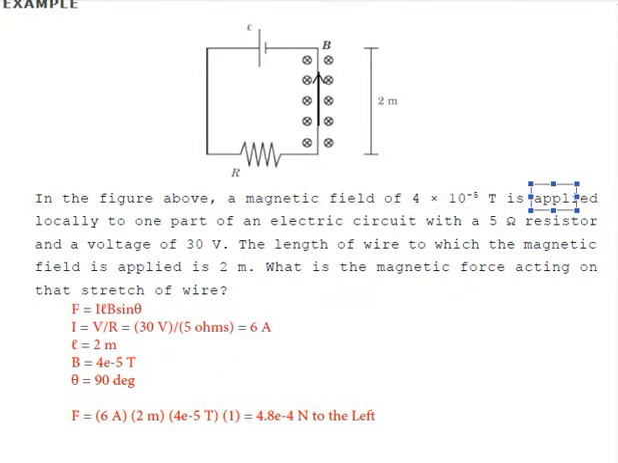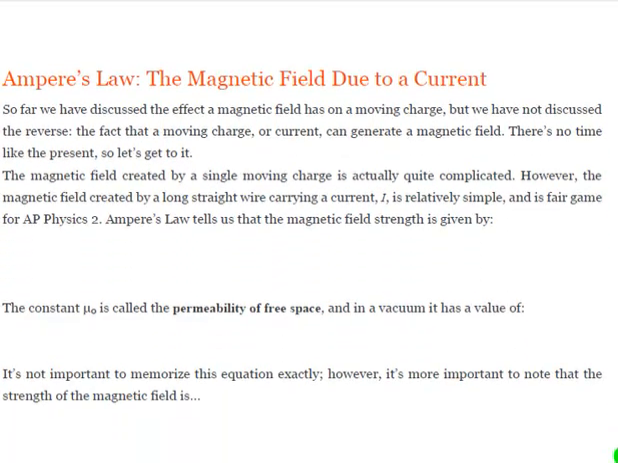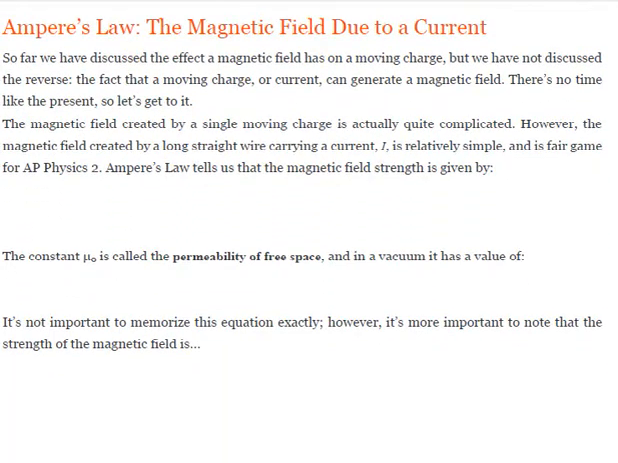So that's how a current carrying wire can experience a force from a magnetic field. They're also able to generate one, and that's called Ampere's law. So we've discussed so far in this unit how a magnetic field can affect a moving charge. So it exerts some kind of force on a charge that's moving. But we haven't discussed the opposite of that. So a moving charge, some kind of current, can actually generate a magnetic field. There's no time like the present, so let's get to it.